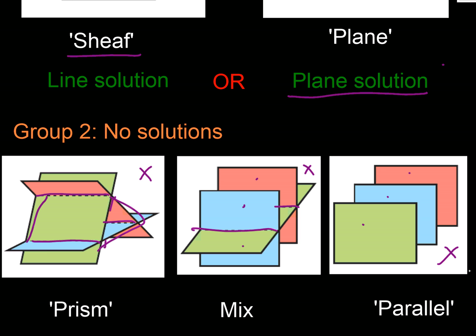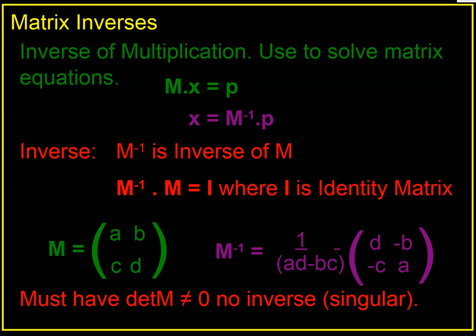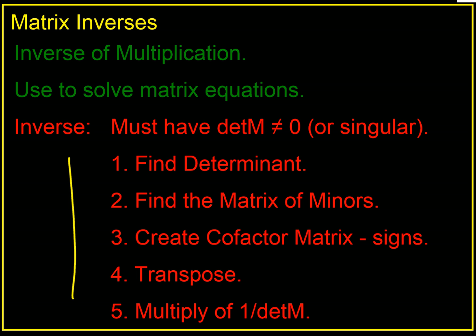So there you go, that's a simple bit of it. Find your determinant, and remember that your determinant must not equal 0, or we haven't got an inverse and we haven't got a single solution.